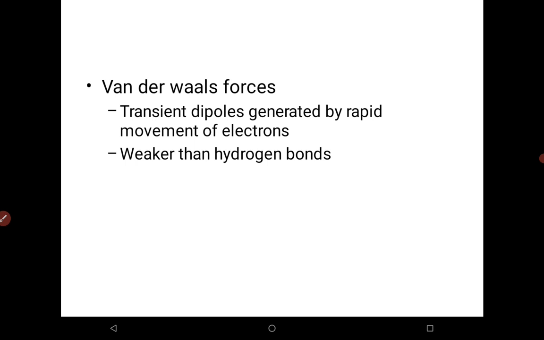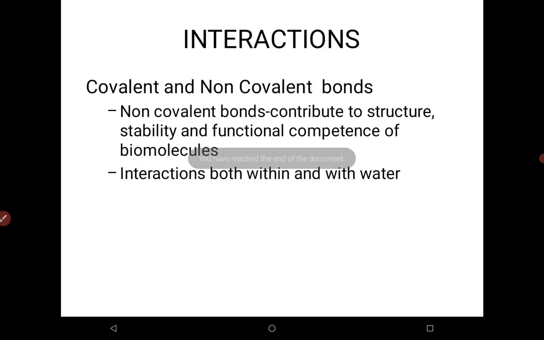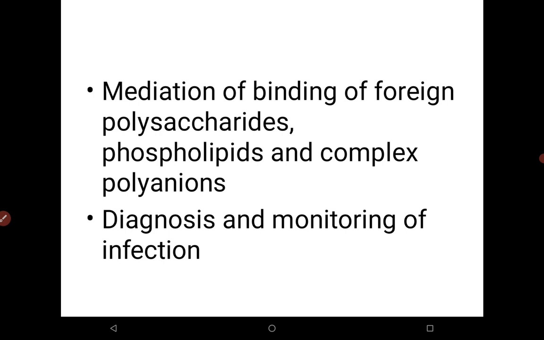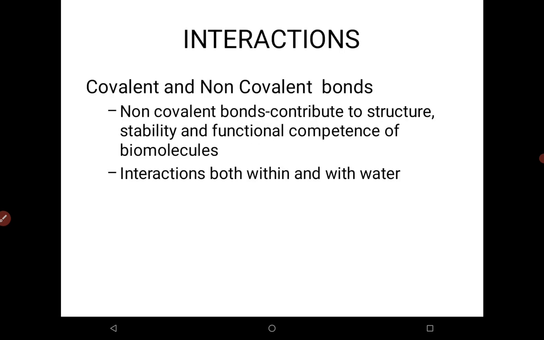You can find these in the tertiary structure. They are weaker as compared to hydrogen bonds. Okay, and these are just transient dipoles generated by rapid movement of electrons. Okay, so here what's important to know are the functions, the clinical importance, and also these interactions at each stage of the structure, either primary, secondary, tertiary, or quaternary.